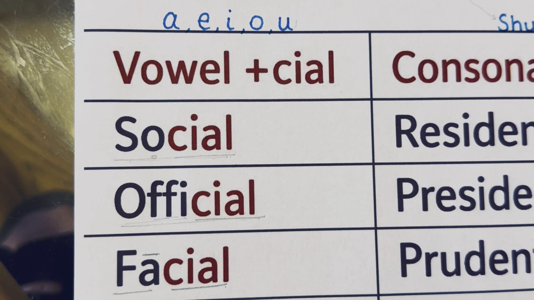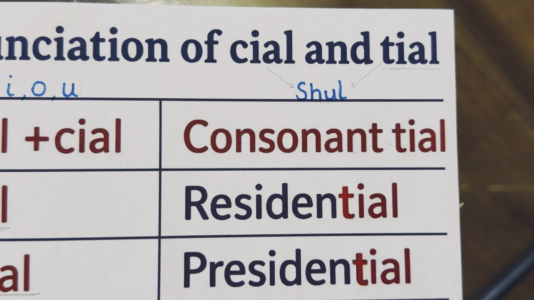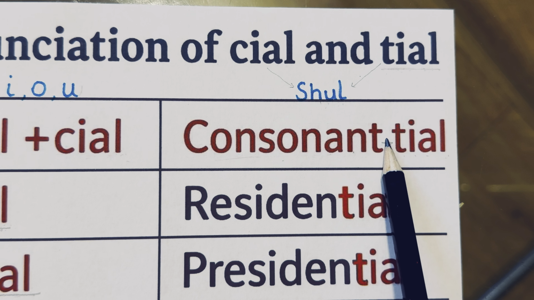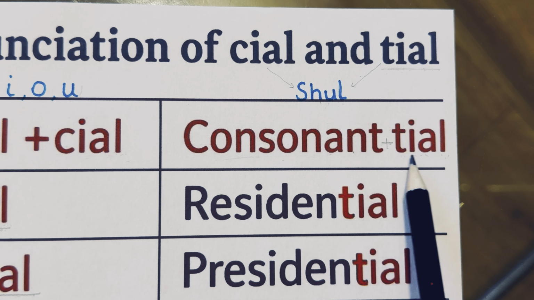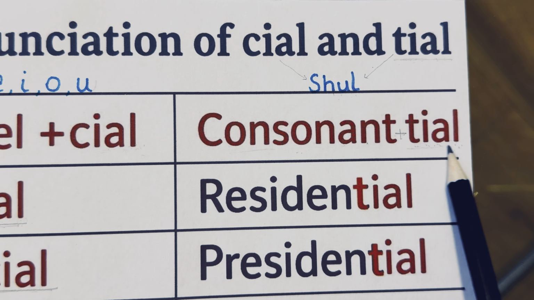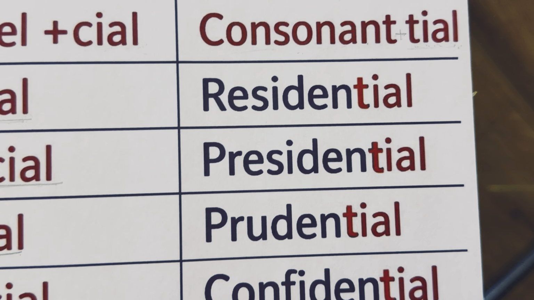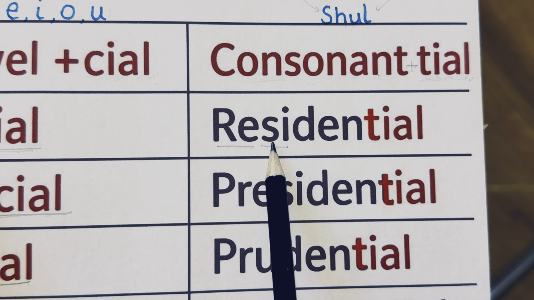Now let's look at TIAL spelling rule as shall sound. Now listen carefully. If a word ends with consonant plus shall sound, then we will write TIAL as shall sound. Let's learn TIAL as shall sound in these examples. Re, zi. The sound of S is s.